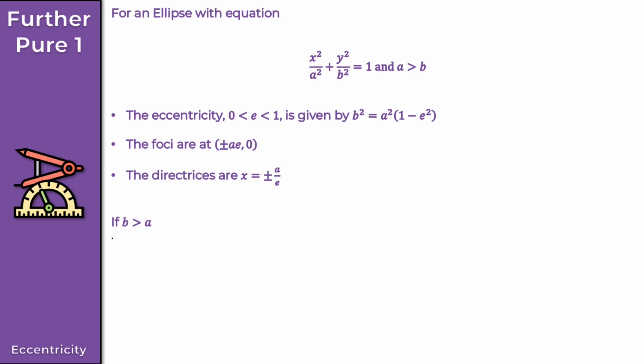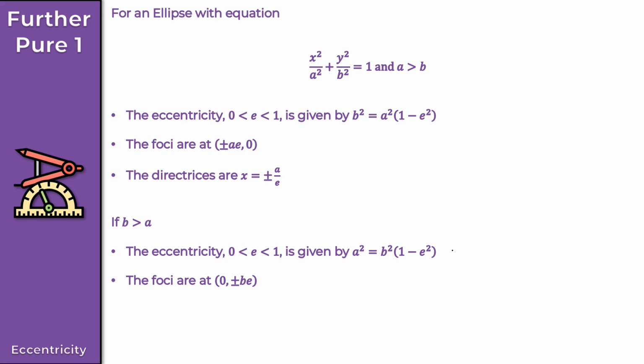We do have to be careful if b is strictly greater than a. In this case, the eccentricity is again between 0 and 1, but is calculated slightly differently. It is given by a squared equals b squared times 1 minus e squared. The foci are at 0, plus or minus be. And the directrices are y equals plus or minus b over e. So that's everything for an ellipse.